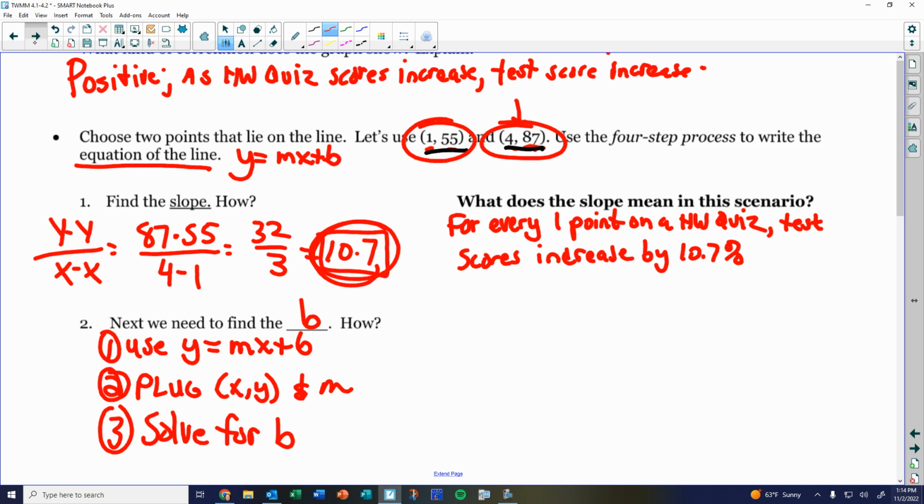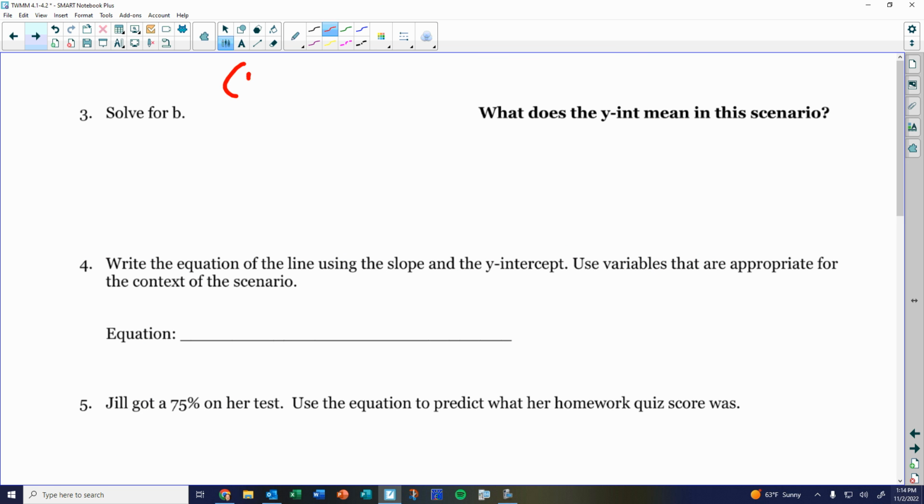Okay, so we're going to use the point (1, 55). And remember, when we have that coordinate, the first part is your x, this is your y. All right? Our slope is 10.7.